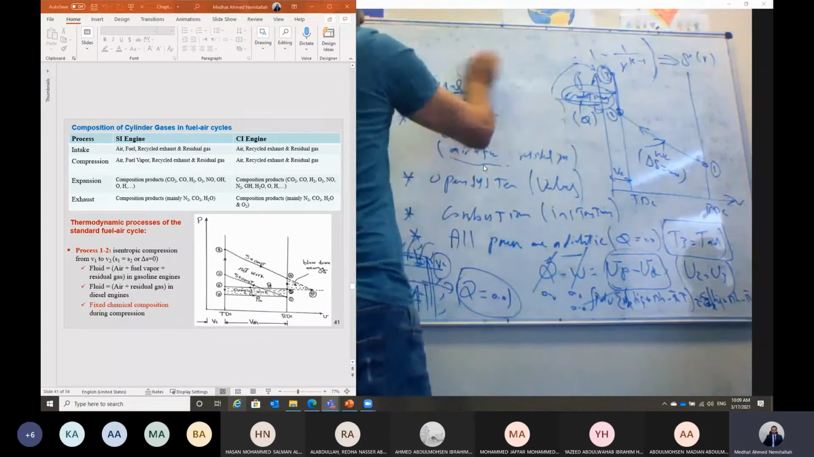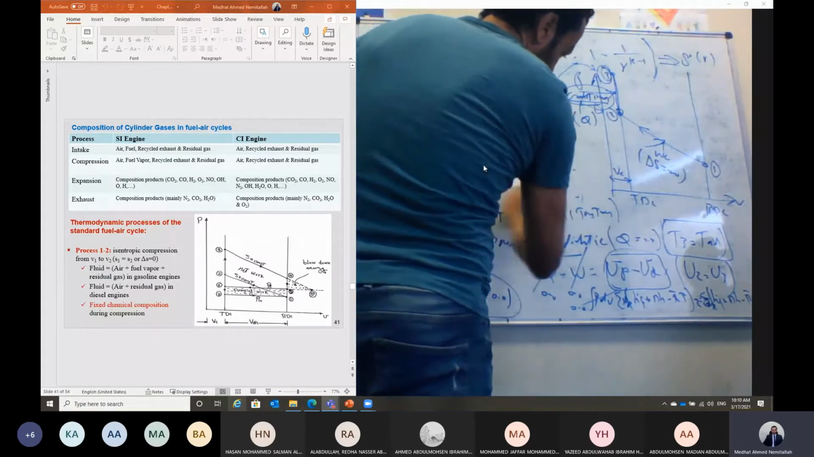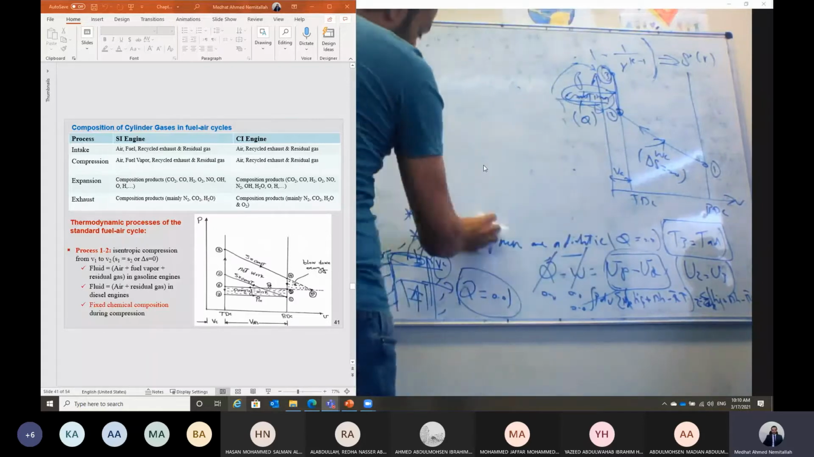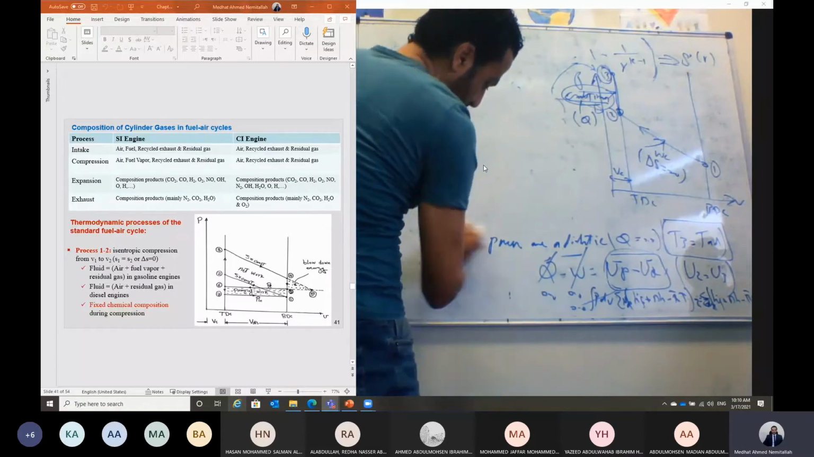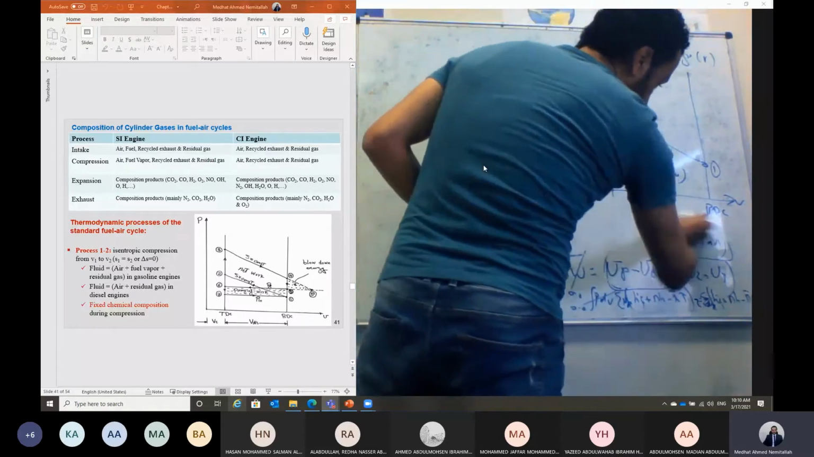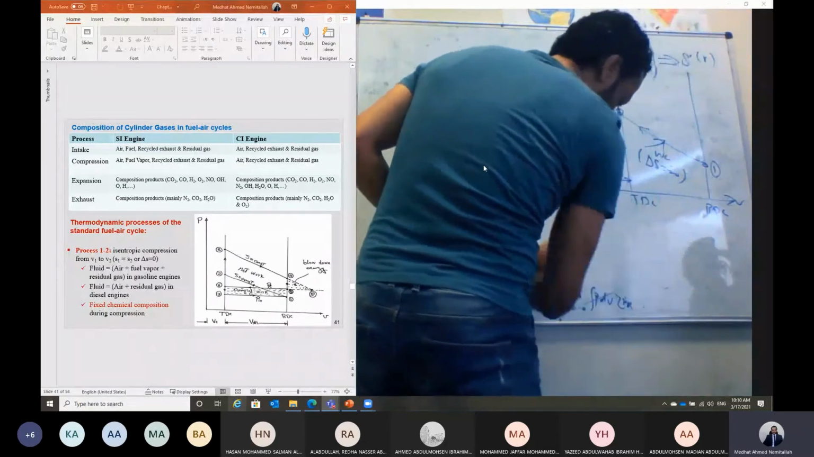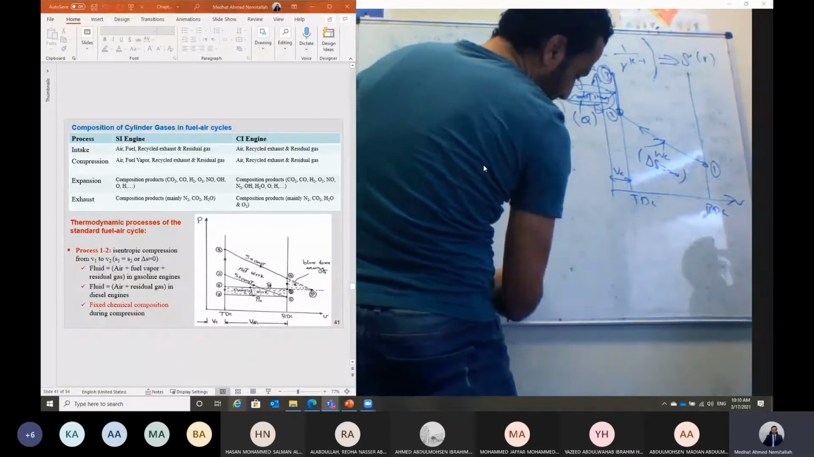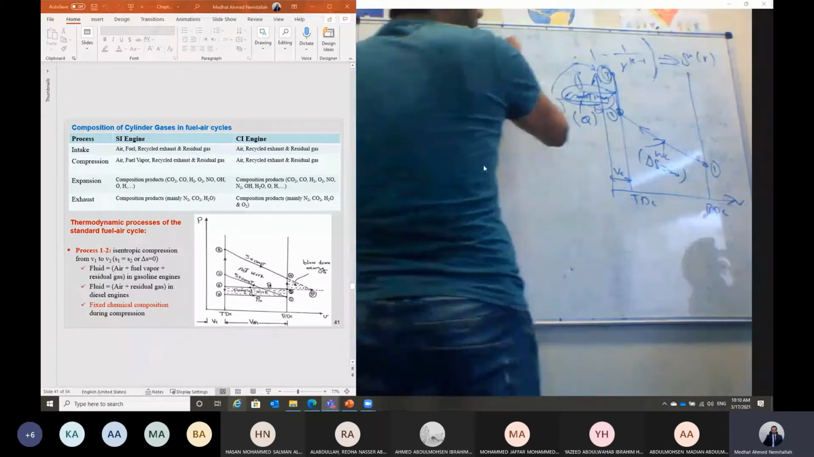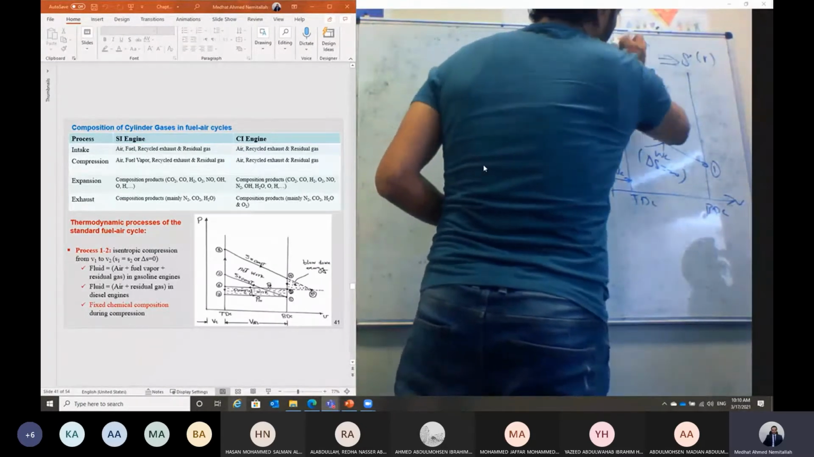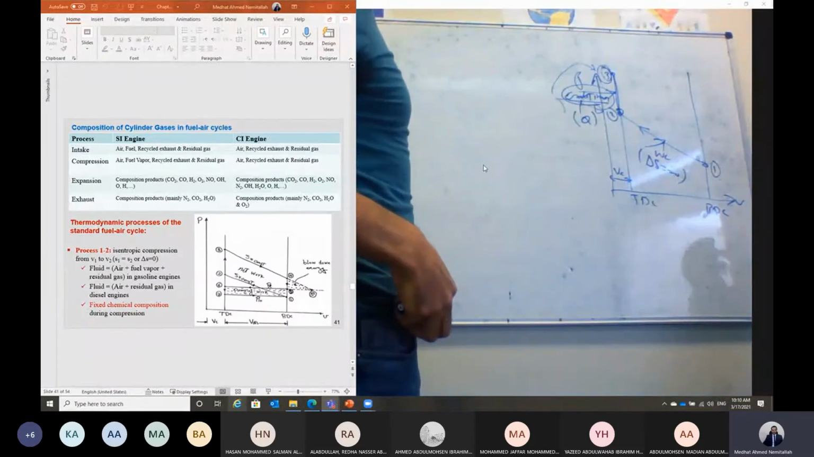This is the main difference between the fuel air cycle and the air standard cycle. In the fuel air cycle, as you can see, you have to write down the combustion equation depending on the equivalence ratio. We have to write down the combustion equation, and then we can calculate the adiabatic flame temperature. That means the analysis of this cycle depends on the equivalence ratio and the fuel to air ratio, not only a function of the compression ratio like the standard fuel air cycle.